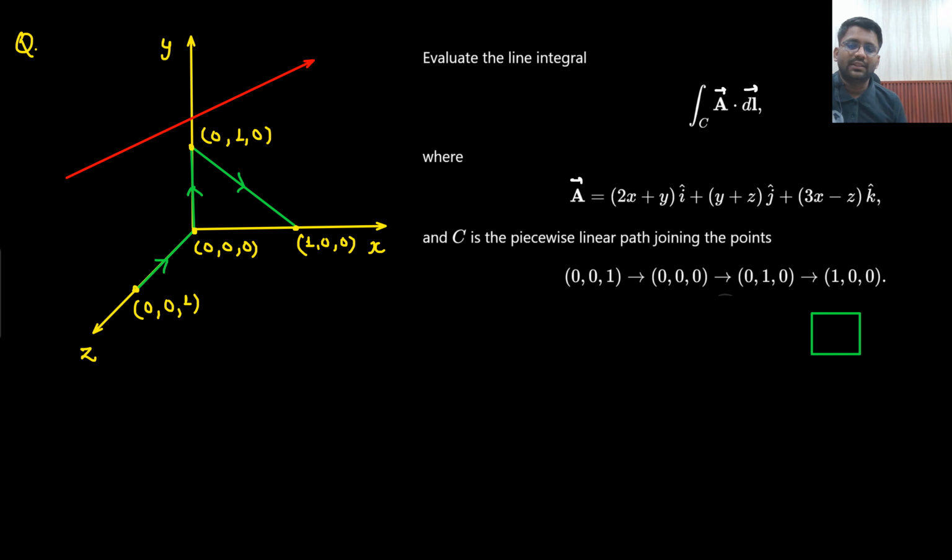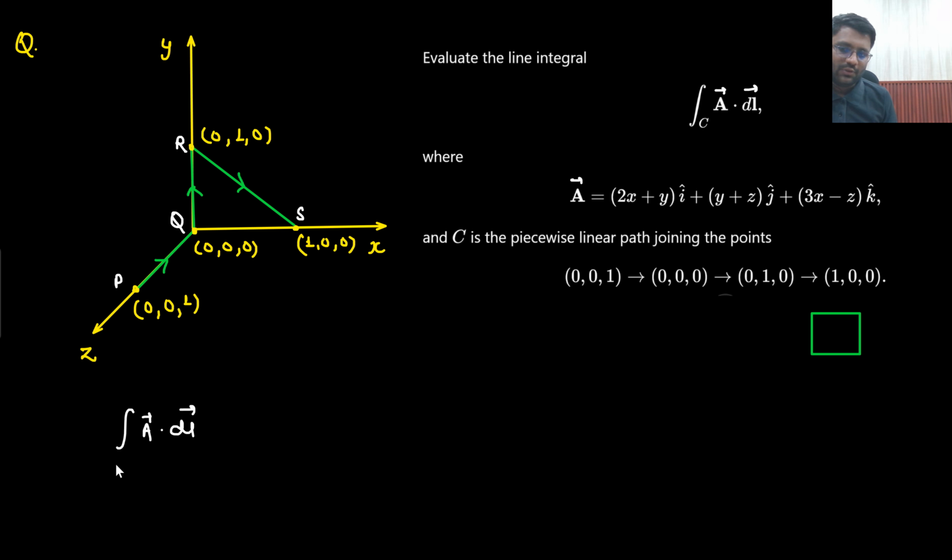Okay, so let me erase these diagrams, but I hope you would have understood the meaning of A dot dl here. So what you are supposed to calculate? You are supposed to calculate A dot dl in the Cartesian coordinate system. Let's say this is point P, Q, R, S. So you need to move from P to Q, Q to R, R to S. So from P to S you need to go.